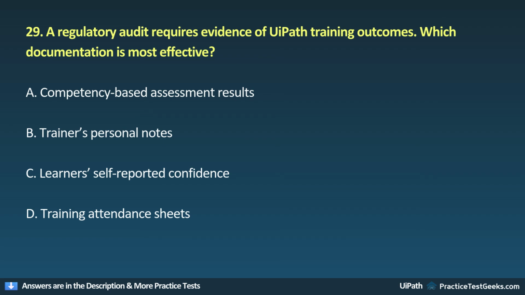29. A regulatory audit requires evidence of UiPath training outcomes. Which documentation is most effective? A. Competency-based assessment results. B. Trainer's personal notes. C. Learner's self-reported confidence. D. Training attendance sheets.